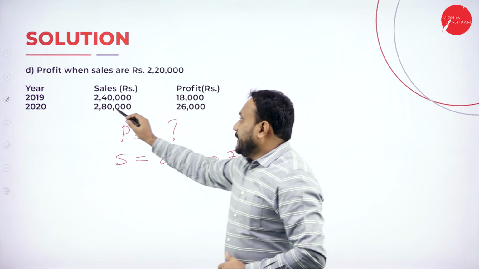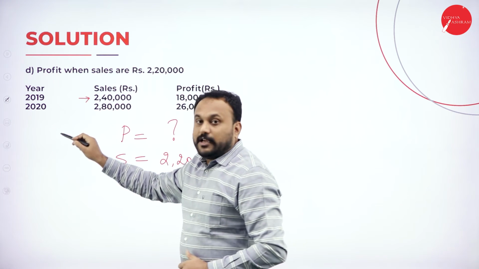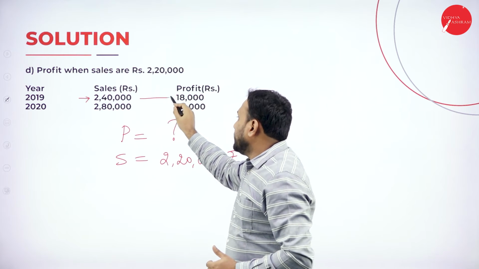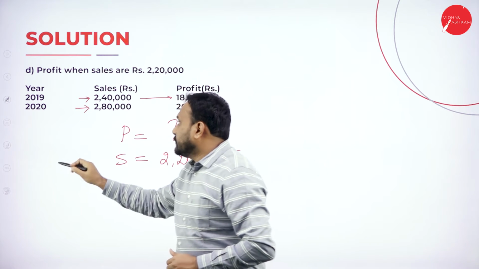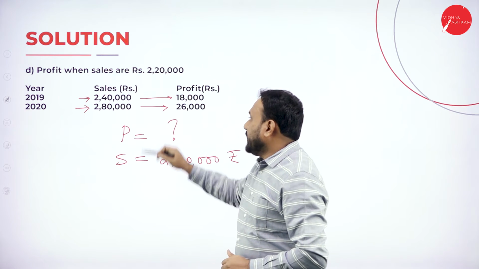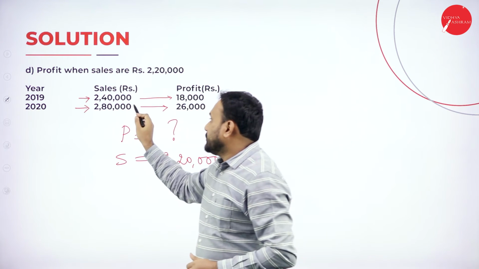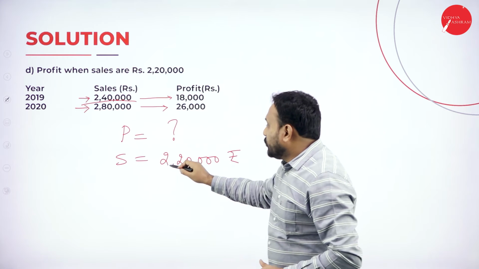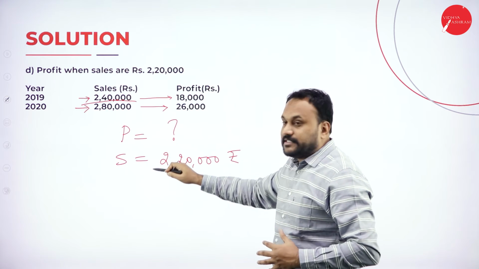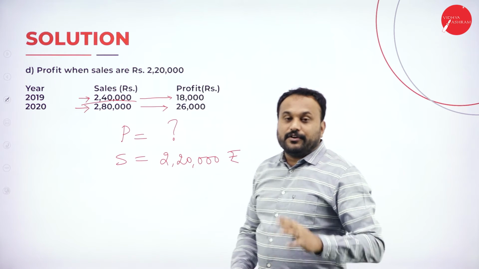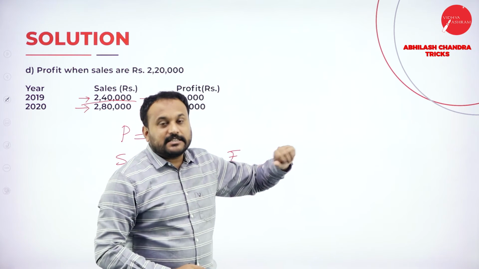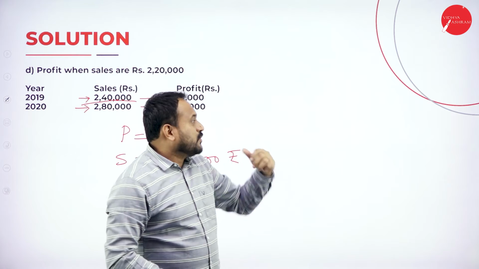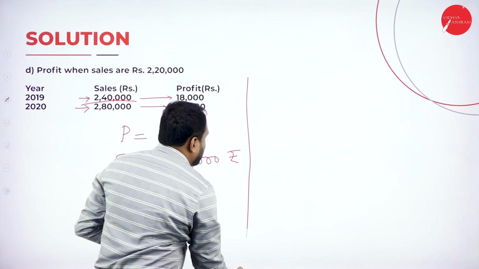If sales was 2,40,000, profit would have been 18,000. If sales was 2,80,000, the profit would have been 26,000. Now they are asking something in the middle: if the sales is 2,20,000, what is your profit? For that, what you should do is go with the ACT, that is Abhilash Chandra tricks. The same kind of formula.